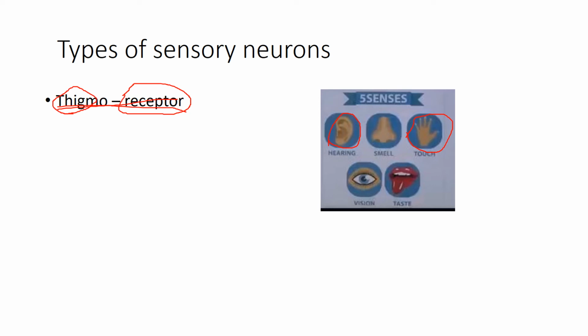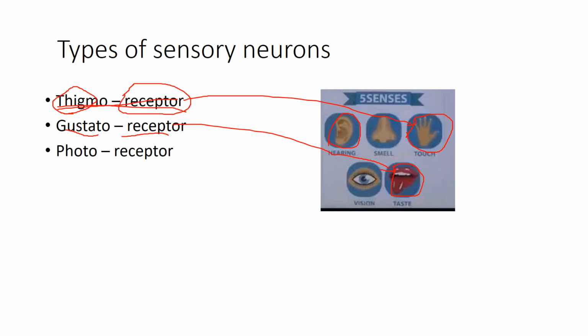Now, gustatoreceptor. Gustatoreceptor is used for taste. That means it is in the tongue. Gustatoreceptor is in the tongue. It is used for taste.